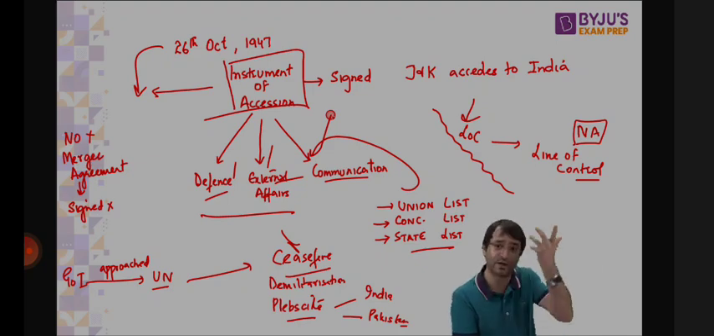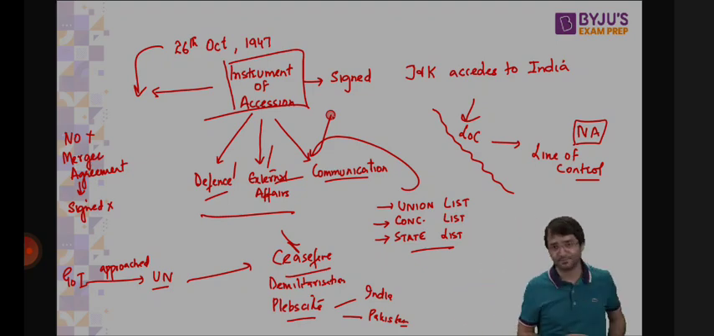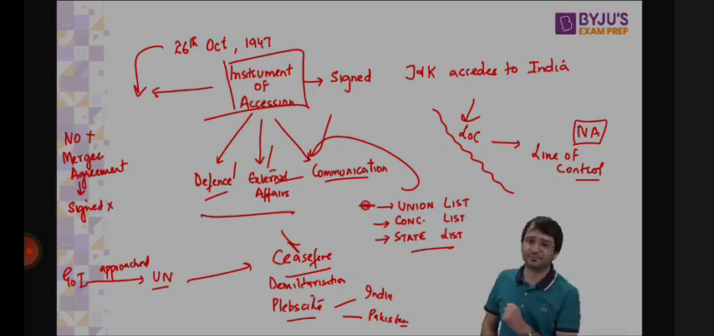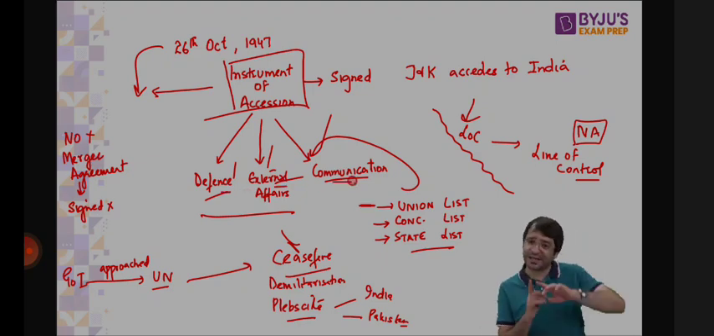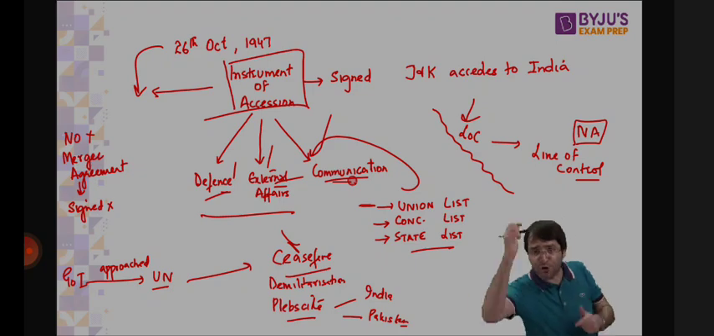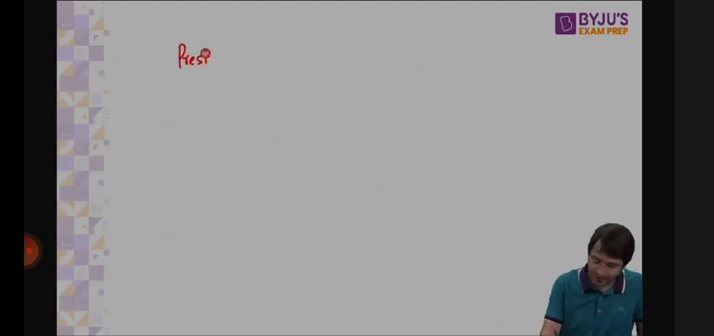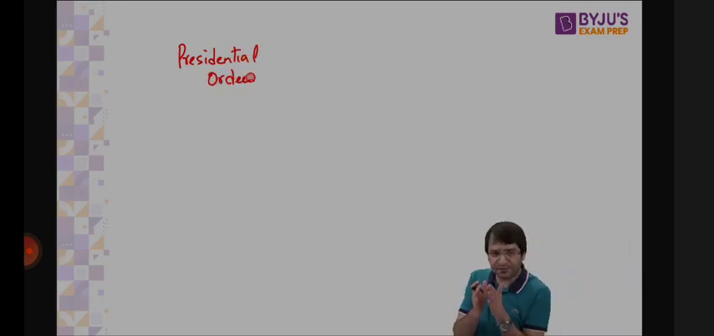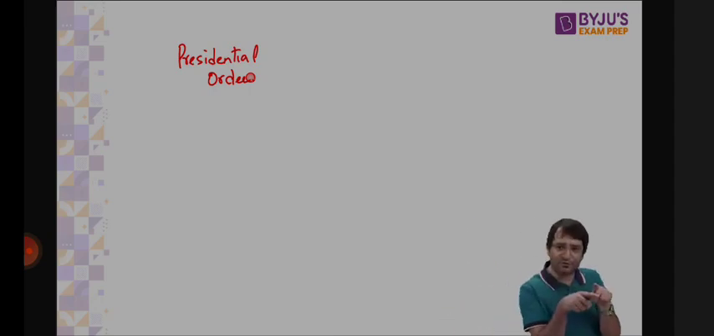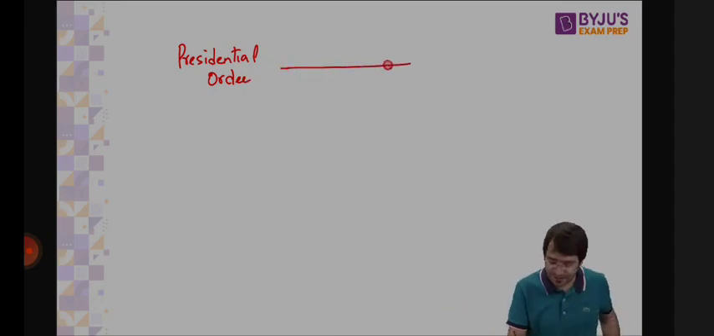But can any other item mentioned in the union list, apart from defense, external affairs, communication, be applicable to Jammu and Kashmir? Yes. How? For that, the president will have to issue an order. That is what we call the presidential order. Can any of these other items be applicable to the state of Jammu and Kashmir? Yes. How? The president will issue an order. But the president will issue an order only with the concurrence of the state government.